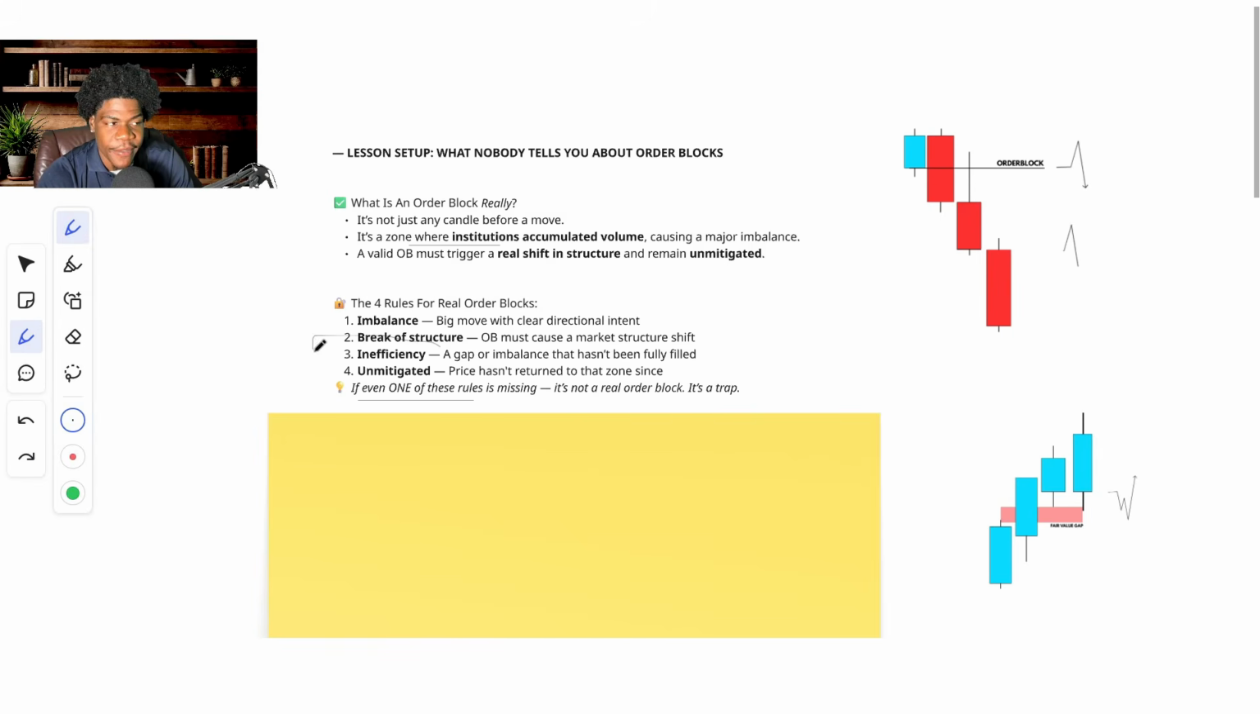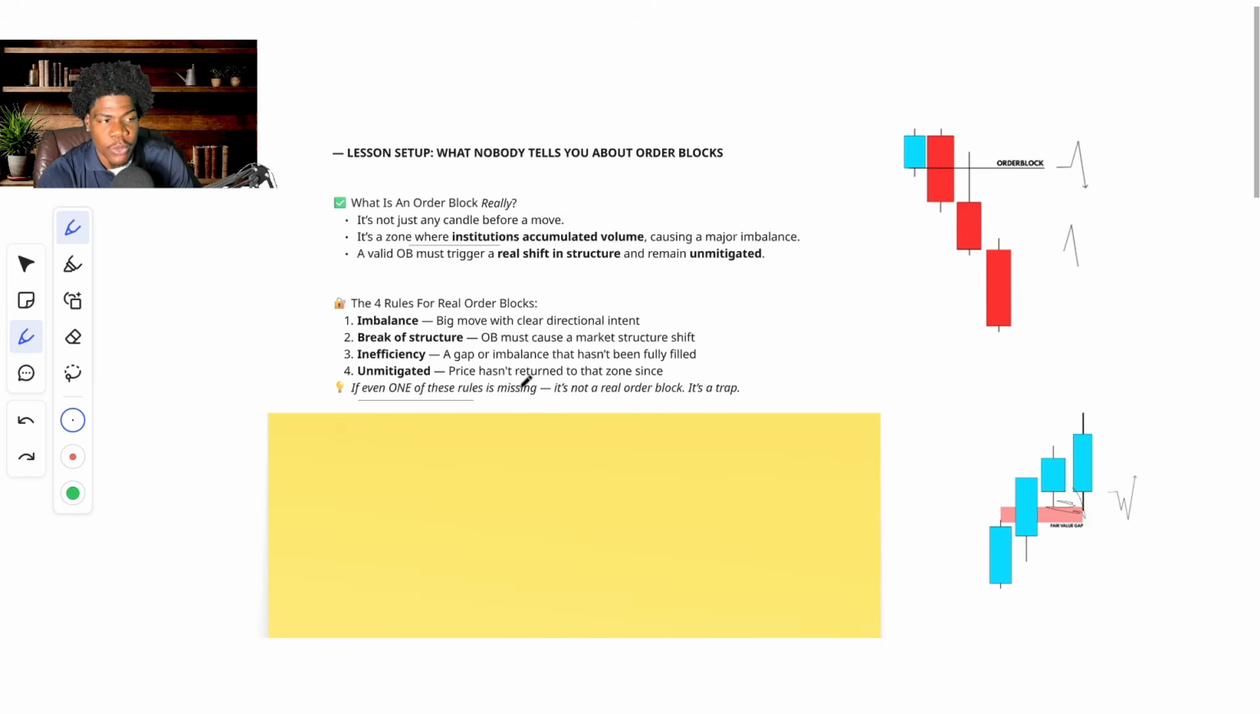Next, we need an inefficiency, right? A gap or an imbalance that hasn't been fully filled. We see that as the fair value gap. The fair value gap is what we classify as the magnet of the market. Price always pulls back to mitigate a fair value gap before retracing higher. The fourth thing we need is an unmitigated zone. Like I stated before, an unmitigated order block has no prior wick tap into it before reversing lower or higher. These right here are the 4 rules for real order blocks.